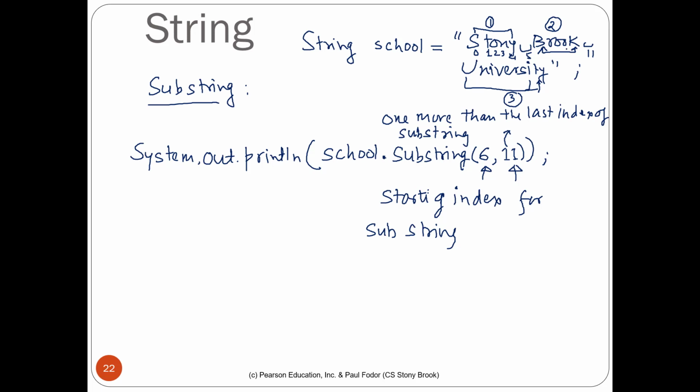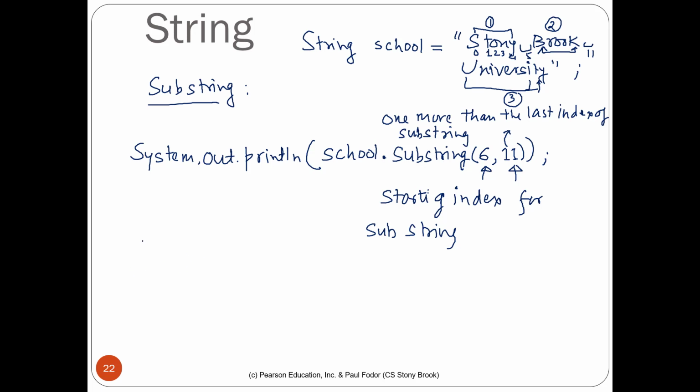So that's how this substring method has been written. Your last index is one more than the index that you want. So if you specify 11, then the substring which is returned would be all the characters starting from 6 till 10, not 11. So this will return a substring starting from 6 till 10, not 11. So that's one version of substring.